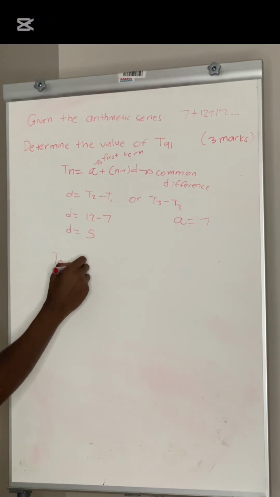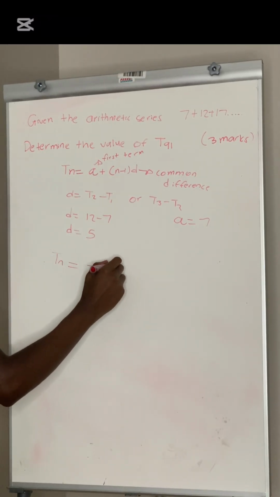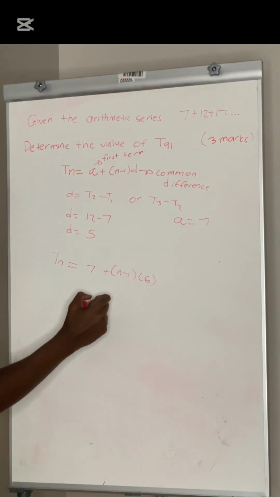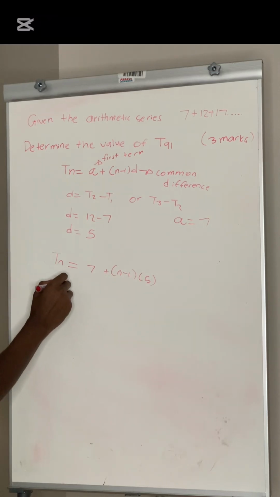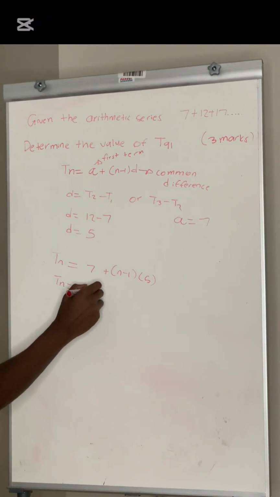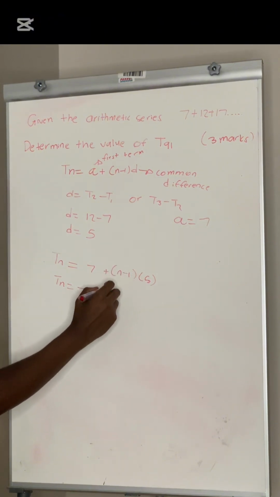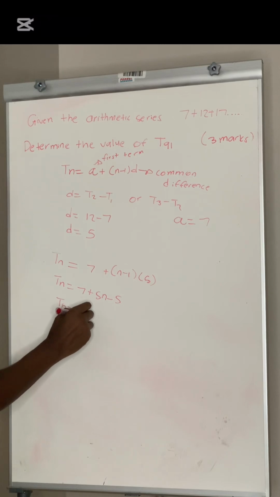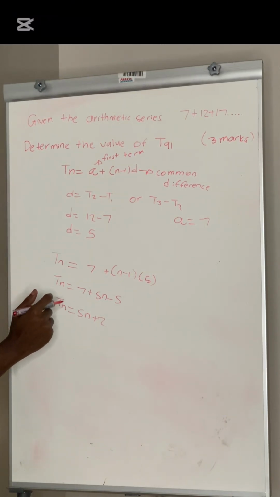So we're going to say Tn is equal to 7 plus n minus 1 times d, which is 5. Tn is equal to 7 plus 5 times n, that is 5n, and then 5 times negative 1, that is negative 5. Tn is equal to 5n plus 2. But we haven't answered the question yet.